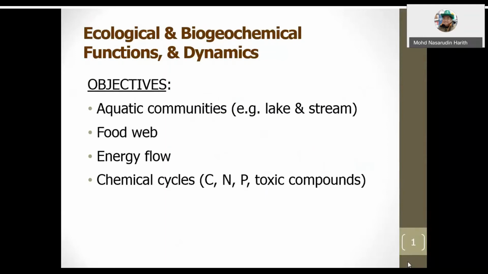Okay, today we're going to learn and discuss ecological and biogeochemical functions and dynamics. There are four objectives for this lecture. Number one is aquatic communities. What are the elements in the aquatic communities? For example, lake and stream. What are the elements and what are the contents in the food web? Energy flow and chemical cycles, which are the carbon cycle, nitrogen cycle, phosphorus cycle, and some of the toxic compounds.